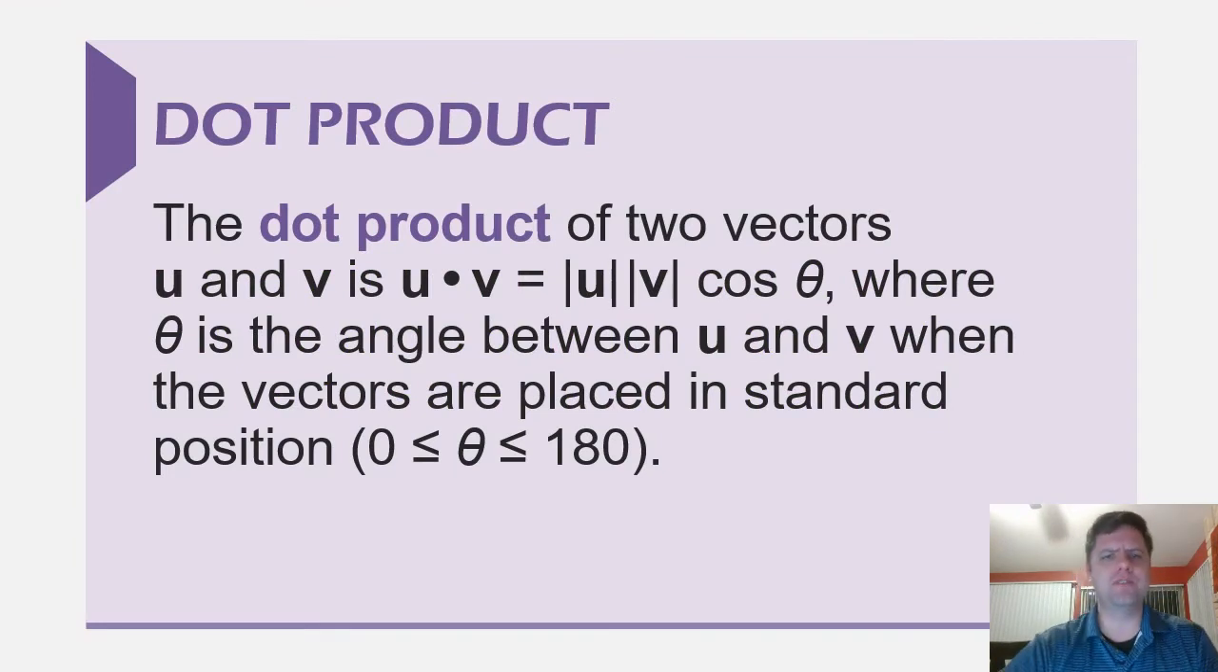So the dot product of two vectors, u and v, happens when we do u dot v. There are actually two major ways that we do this. The first one is we take the magnitude of u, multiply it with the magnitude of v, and then multiply that by the cosine of the angle that is formed when we place the two vectors in standard position. We use theta, the angle between 0 and 180 degrees. So we don't want an angle greater than 180. We pick the one that's lesser than that.